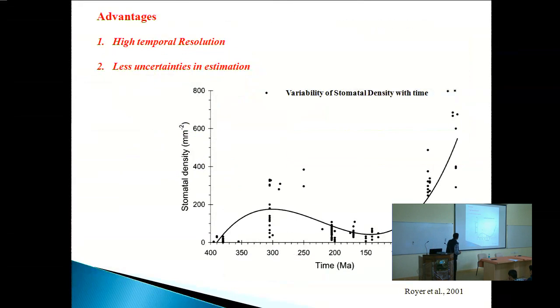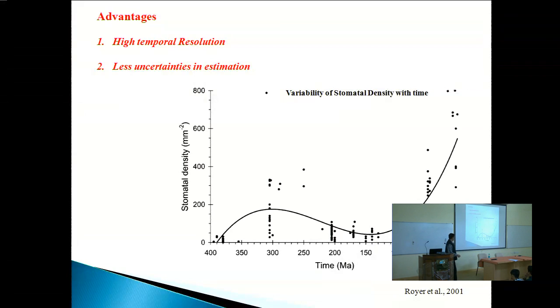So the advantage of using this technique is that you can go high temporal resolution, it has less uncertainty in estimation, but again, as I mentioned, if you take fossil records, I will show you some of the fossils in the evening when I am having my tutorial, so that you can feel how the fossils look like in terms of plants. You can really measure the stomatal density if you study the fossils. So you can reconstruct the fossil stomatal density and try to talk about how it has varied through time.